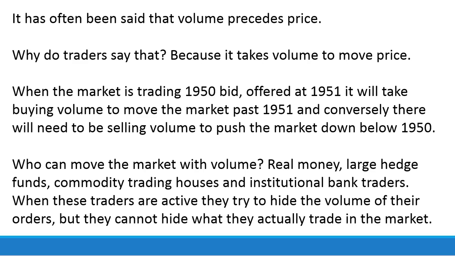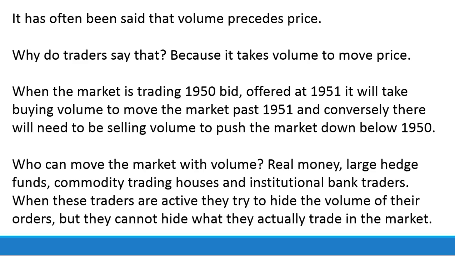When these traders are active, they try to hide the volume of their orders, but what they can't hide is what they actually trade in the market. Like I said, going back to the execution algos, there are all these different ways out there that they can hide their order, hide their intent on what they're trying to do.